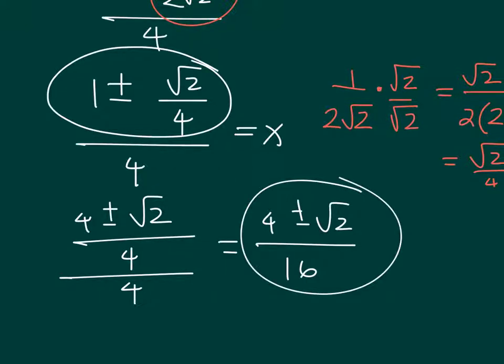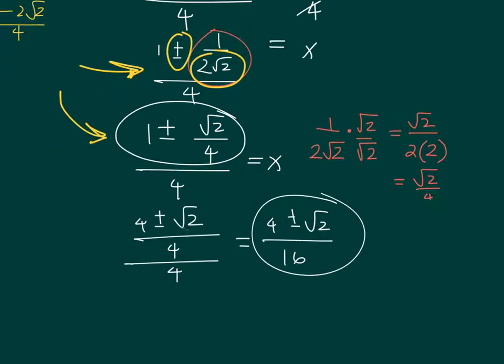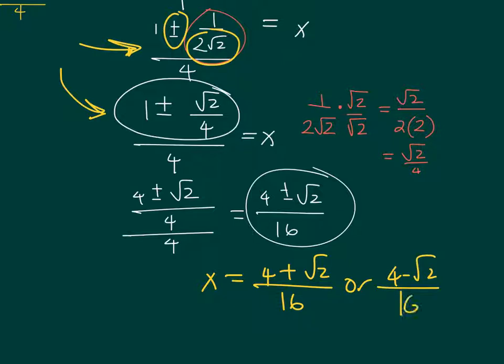Okay, so there are a lot of steps that are involved. So I suggest from this step, or even here, use a calculator, but you have to take it one at a time. So 1 plus 1 over 2 square root of 2 over 4, and then the next x will be 1 minus 1 over 2 square root of 2 over 4. Okay, so this is the value. That means we have (4 + √2)/16, or the other one, so this is x, or the minus version, (4 − √2)/16.